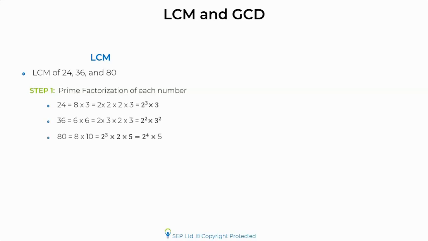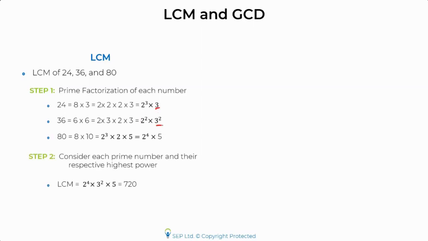Now here's an important step that you need to keep in mind to find the LCM. This is slightly different from GCD, so be careful here. After prime factorizing, in the second step you take all the unique prime factors. These three numbers have the prime factors 2, 3, and 5, so you take all three and their respective highest powers. I would pick 2, 3, and 5 because they're all present.